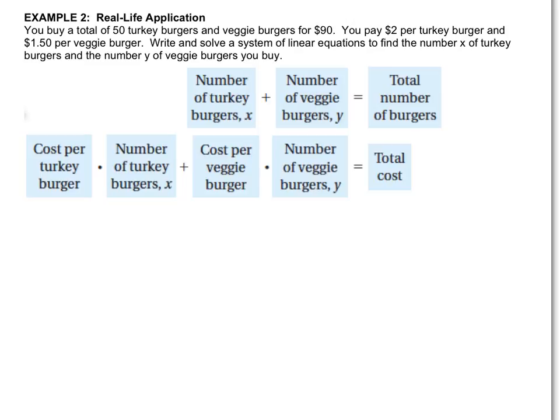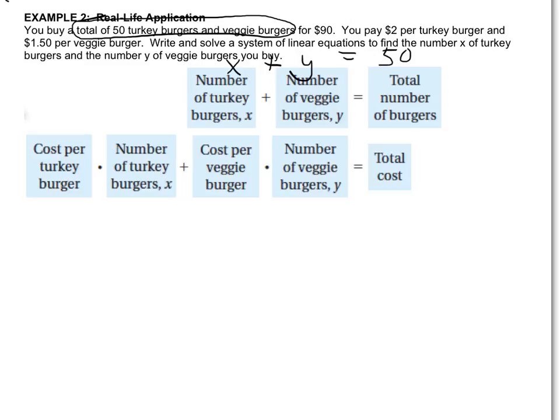So then we want to write those equations out. Basically, what we see up above is that we buy a total of 50 turkey and veggie burgers. So that's going to refer to this first equation. We're going to get x plus y equals 50. We don't know how many of each, but we know there's 50 in total.